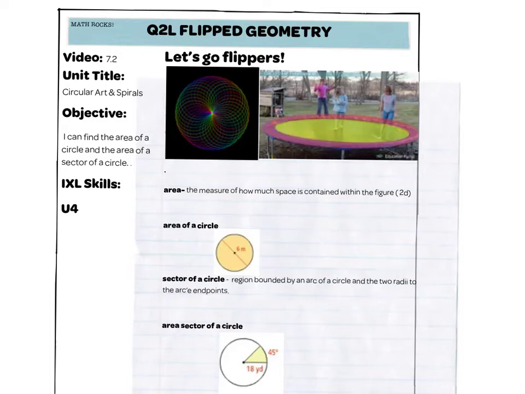We are doing circular art and spirals, and our objective is: I can find the area of a circle, you probably could already do that, and the area of a sector of a circle. Ooh, and your Excel skills are U4. That's right, U4. All right, so let's go.